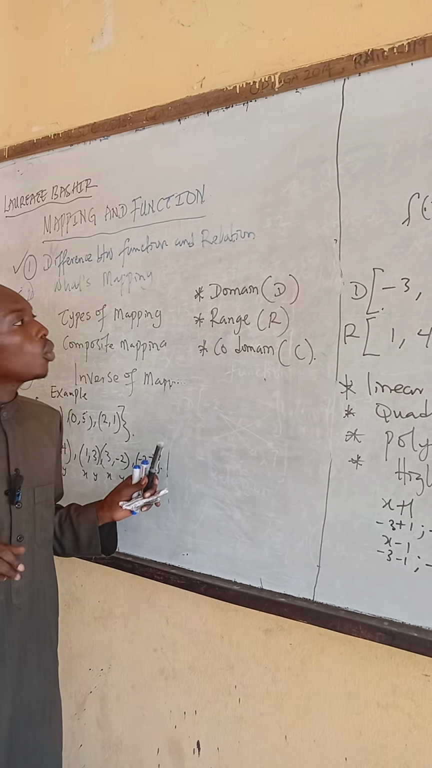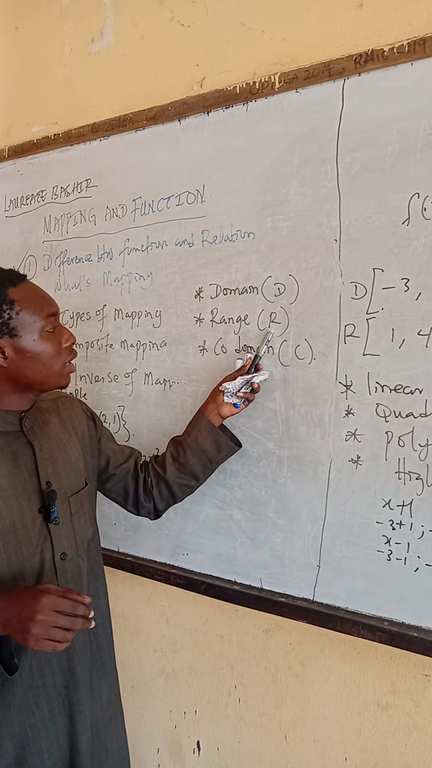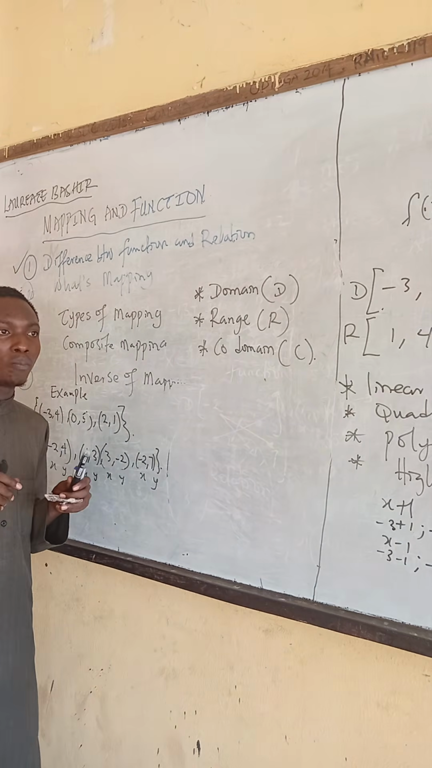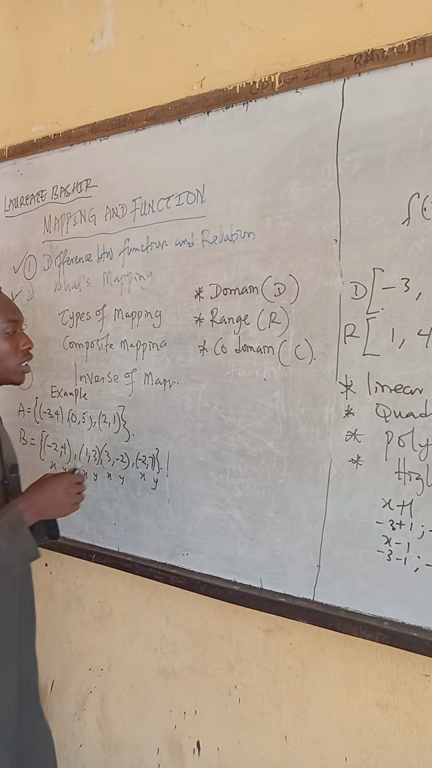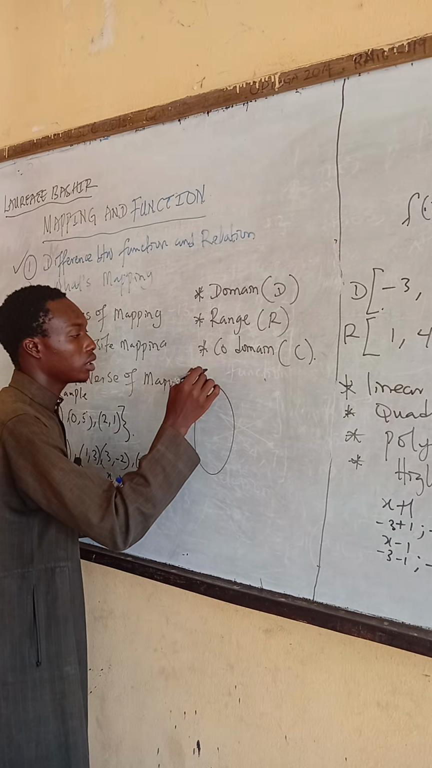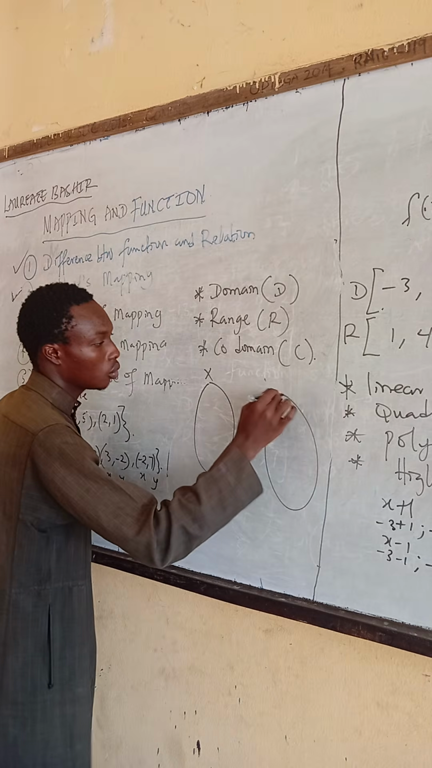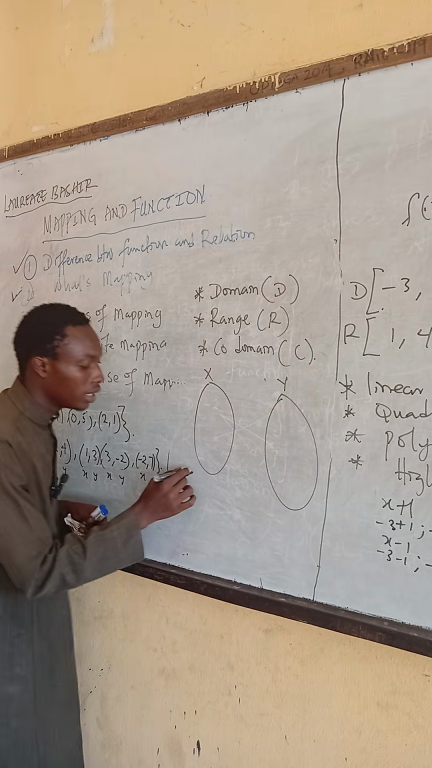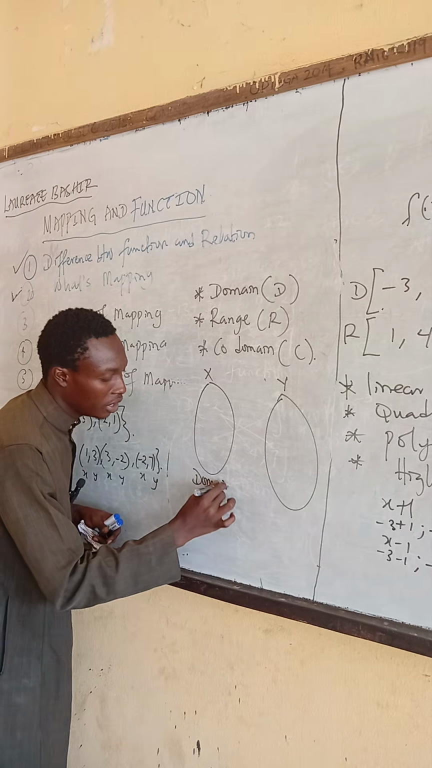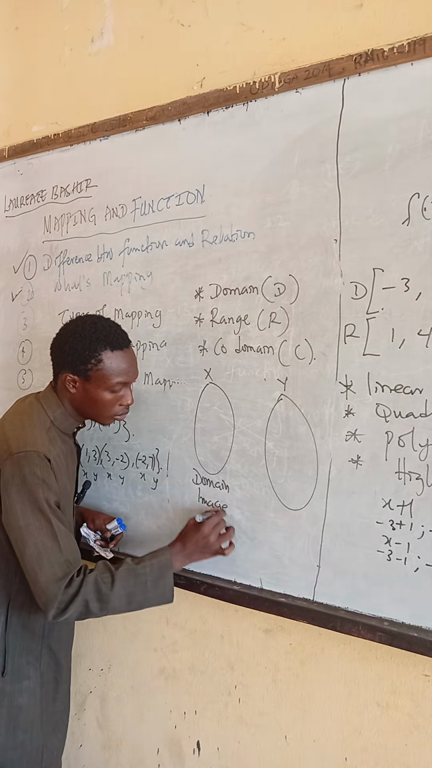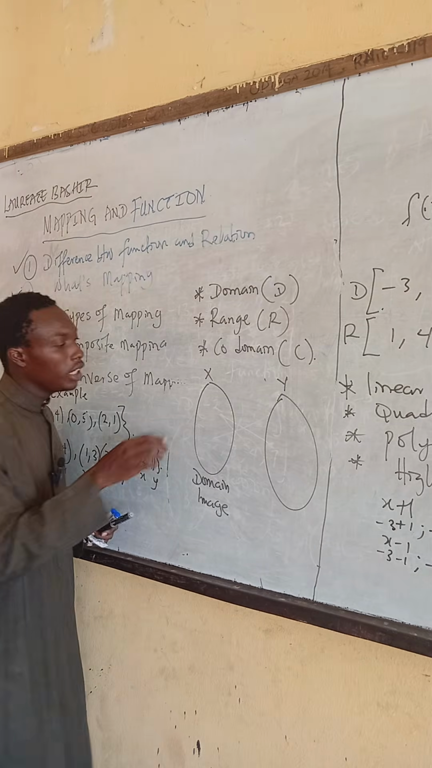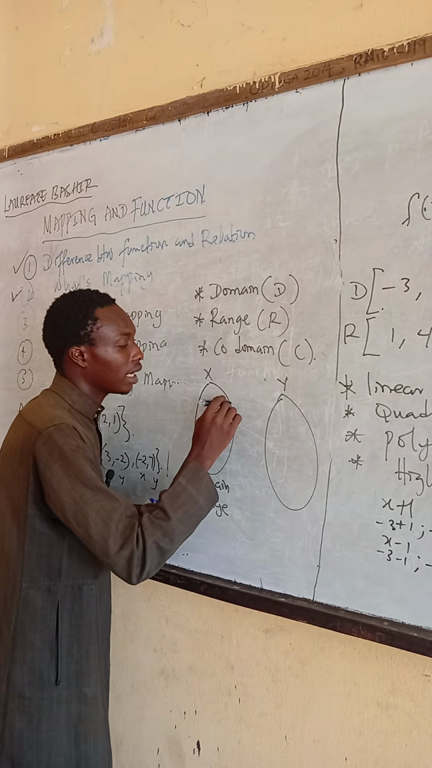You get? So while the range is actually, let me use this for example. Let's say you have this x, you have this y. Your domain is this. This is the image. You understand? Now, the image is what you want to map to another set.